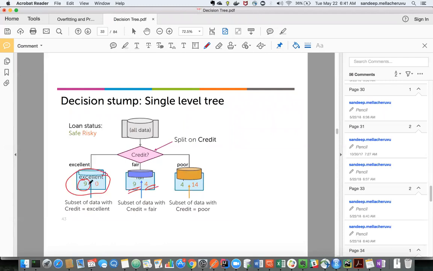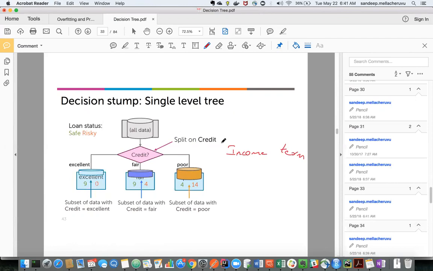So what I do is, I'll always predict safe loan when there is a pure node. I'll not predict anything when there is an impure node. What I'll do is, I'll try to split it again. But the question is, the first split, which is the credit, is it right or not? So I started with credit. I did a split on credit and I got this answer. But if I split on income, or if I split on term, I might get a better answer.